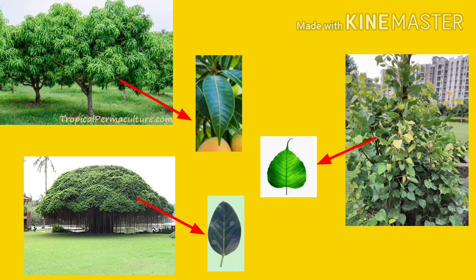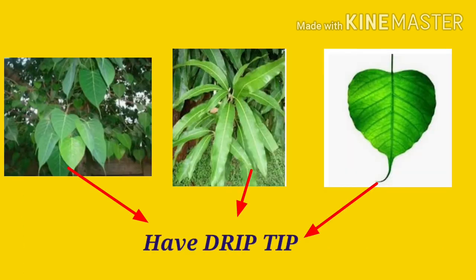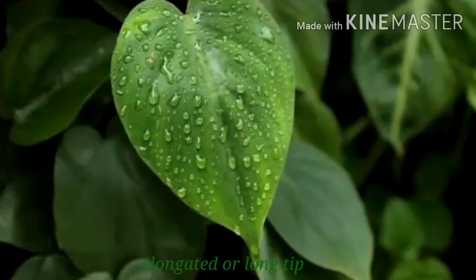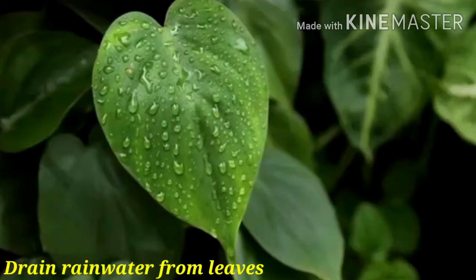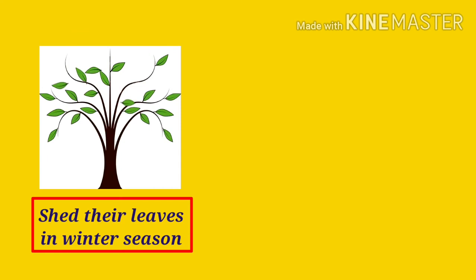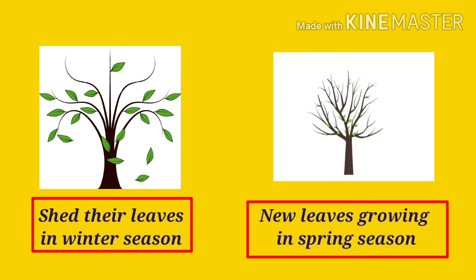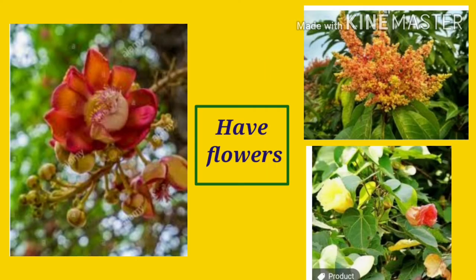When you look at the picture of these trees from close, you can see their leaves are broad and have a drip tip. Drip tip means elongated tip, and this drip tip helps to drain the rainwater from the leaves. You must have seen that these trees shed their leaves in winter, but as the summer season comes, new leaves grow in these trees. And these trees bear flowers. You can see in this picture a flower of mango, flower of sal and the flower of peepal tree.